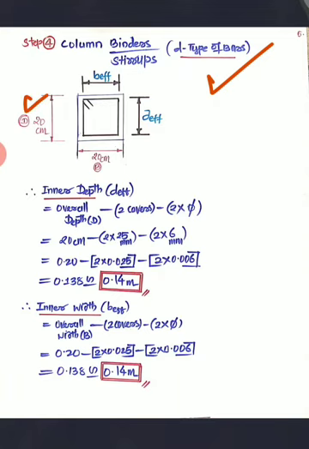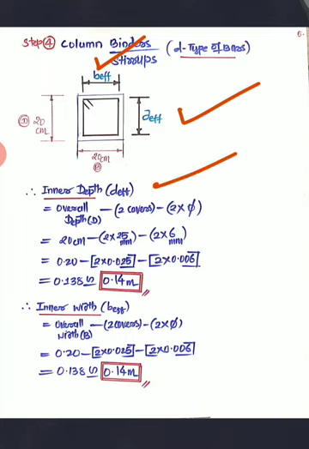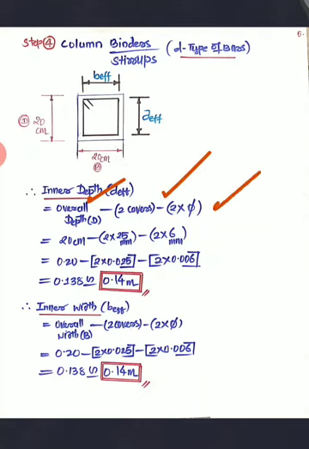See, the outer depth is 20 centimeter, the outer width is also 20 centimeter. Then you are supposed to determine the B effective and D effective, that is, the effective width by deducting the covers and the effective depth by deducting the covers. So first I am going to determine the inner depth, that is D effective. So overall depth minus 2 covers minus 2 into dia. Now in the previous class also I told that if you deduct covers only, that much will be sufficient. But why am I going to deduct this 2 times dia?